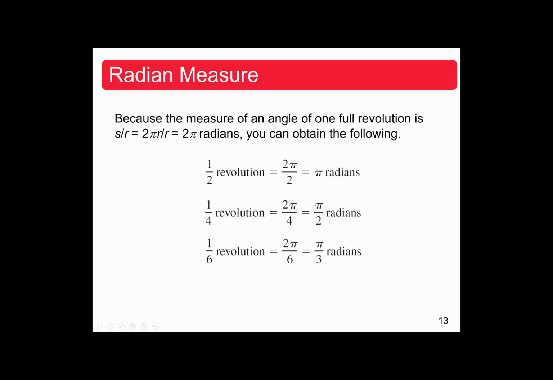And also we know that one full revolution is 2 pi radians. So then half a revolution will be pi radians, because half of it, 2 pi over 2, becomes pi radians. And a quarter will be 2 pi over 4, pi over 2 radians. And 1 over 6 of a revolution is 2 pi over 6, pi over 3 radians.